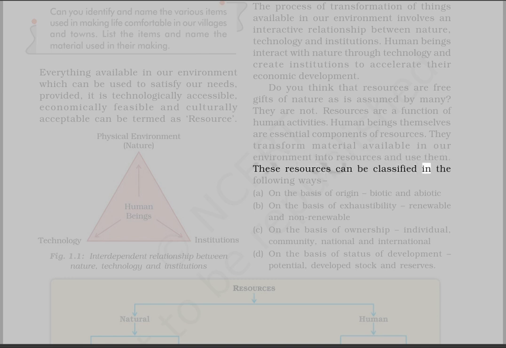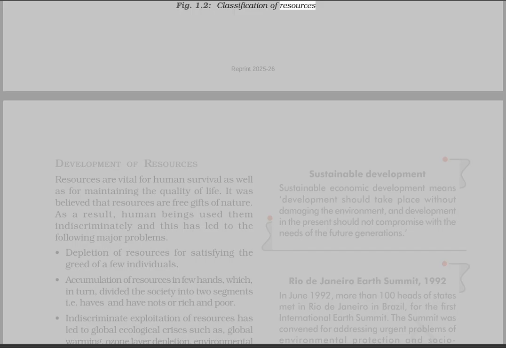These resources can be classified in the following ways: A. On the basis of origin, biotic and abiotic; B. On the basis of exhaustibility, renewable and non-renewable; C. On the basis of ownership, individual, community, national and international; D. On the basis of status of development potential, developed, stock and reserves. Fig 1.2, Classification of resources.